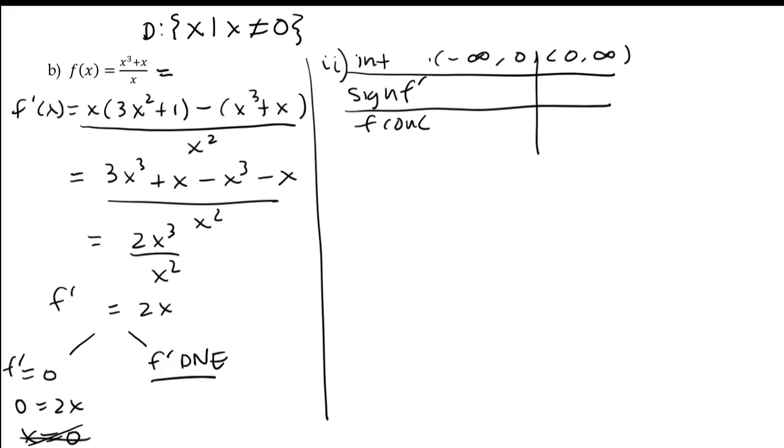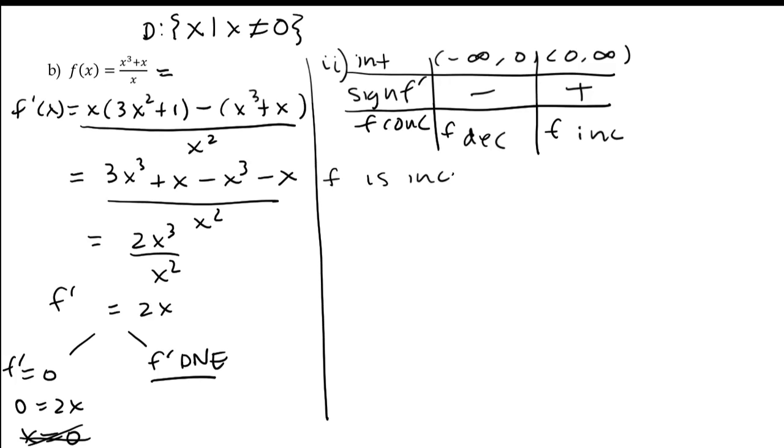I'm going to look back at f prime. F prime is down here. It's 2x. If I sub a negative in, I'm going to get a negative. If I sub a positive, I'm going to get a positive. What does this mean? If the derivative is negative, f is decreasing. If the derivative is positive, f is increasing. So we can now say our answer.